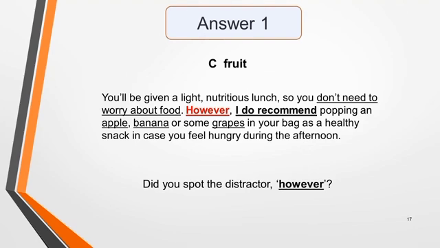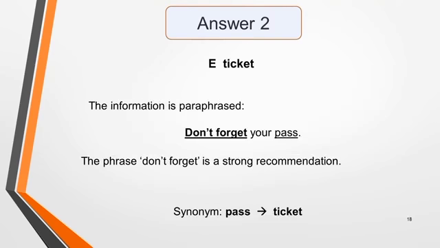However, if you weren't listening carefully, you might have been fooled by the preceding sentence. You'll be given a light nutritious lunch, so you don't need to worry about food. However, I do recommend popping an apple, banana or some grapes in your bag as a healthy snack in case you feel hungry during the afternoon. Did you spot the distractor, however? The first sentence tells you that you don't need to take any food, and the information is then changed in the second sentence.